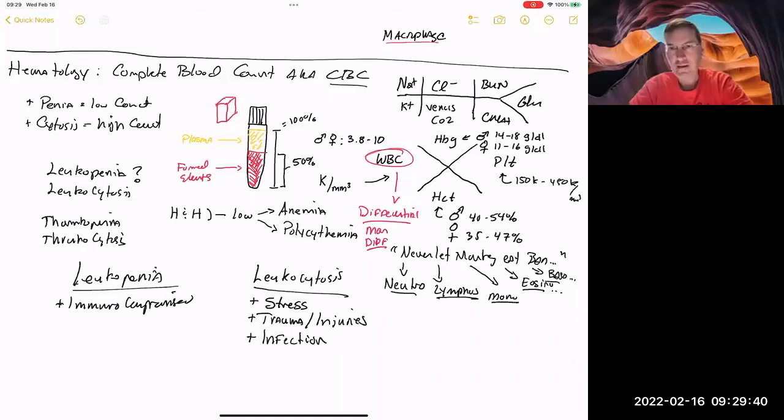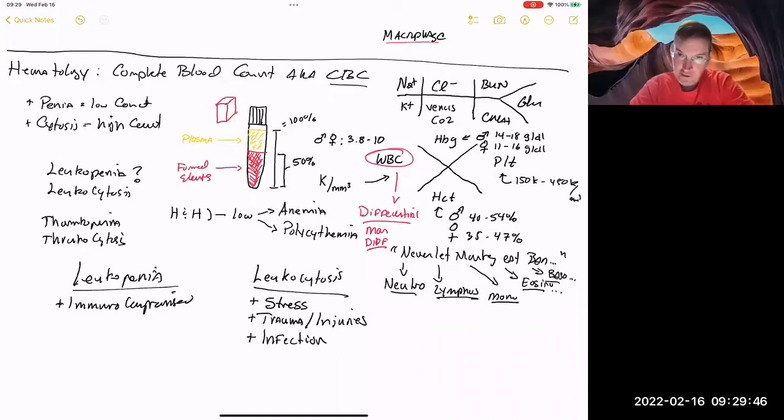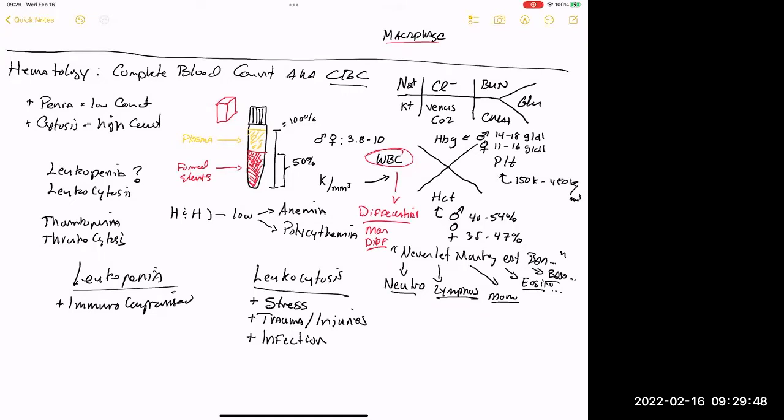Yeah, Stephen, go ahead. What was the E-A-T? Eosinophil. Yeah, those are the eosinophils. Okay, thank you. No problem.